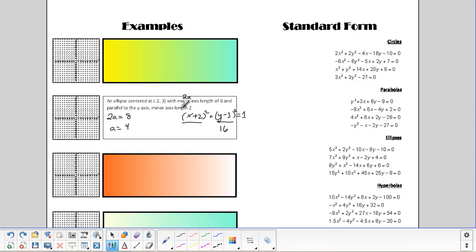The minor axis has a length of 2. Remember, the minor axis is associated with b, and the minor axis is 2b. 2b equals 2 means b is going to be 1. 1 squared is 1, and we put it there.